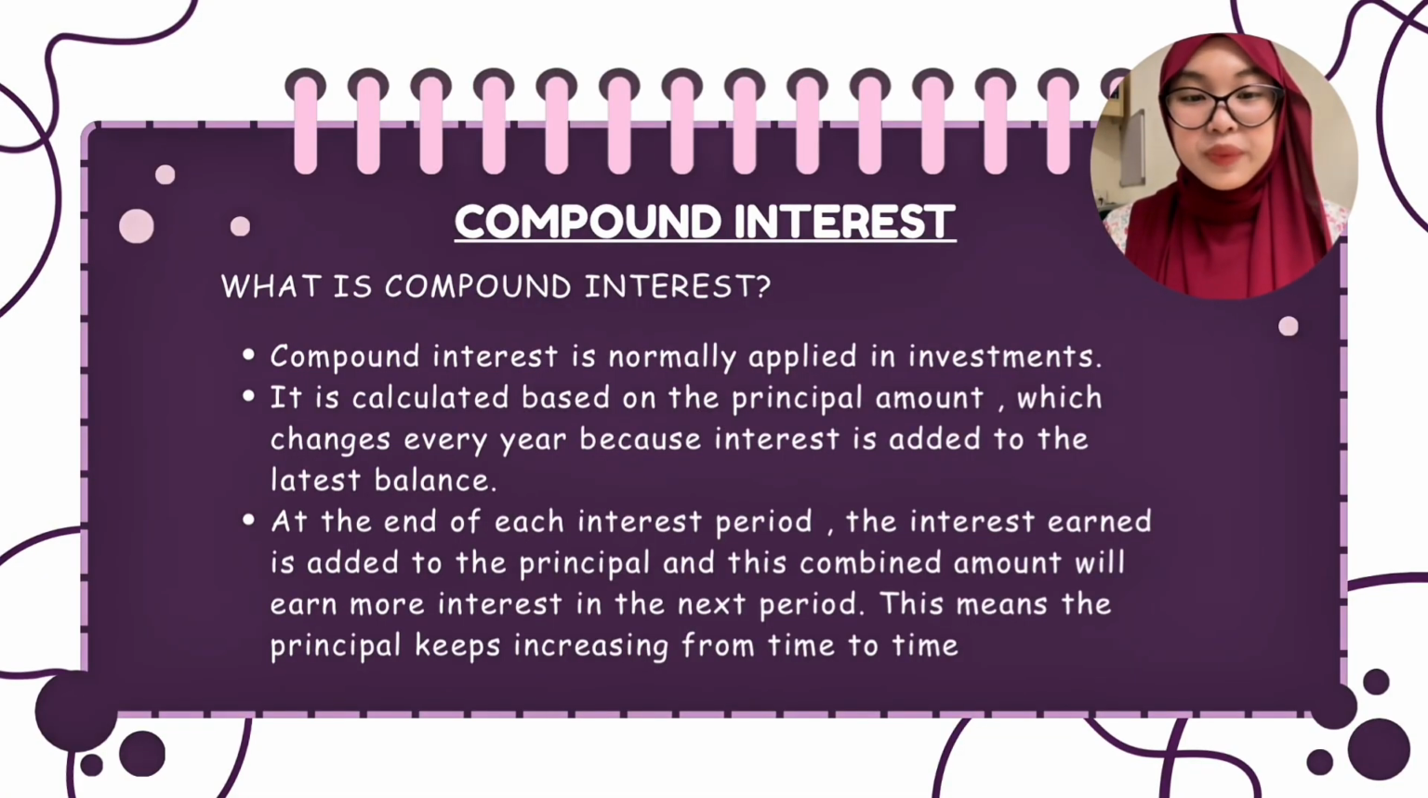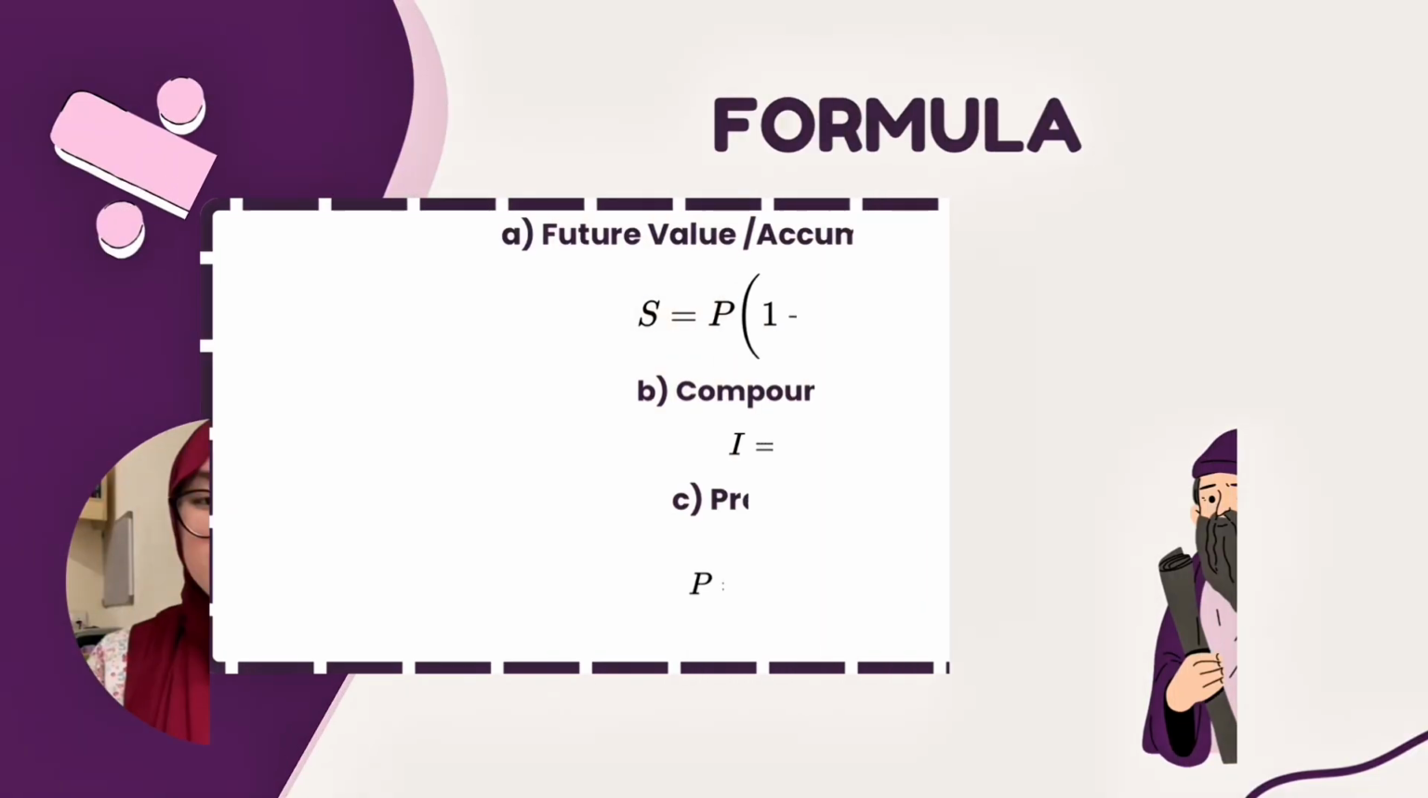Compound interest is normally applied in investments. It is calculated based on the principal amount, which changes every year because interest is added to the latest balance. At the end of each interest period, the interest earned is added to the principal, and this combined amount will earn more interest in the next period. This means the principal keeps increasing from time to time. So let's proceed with the formula.